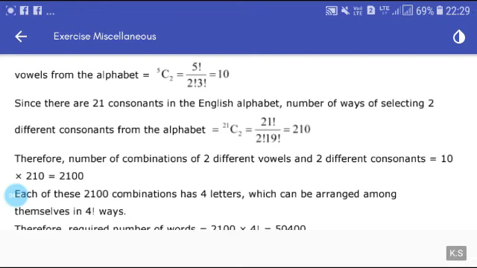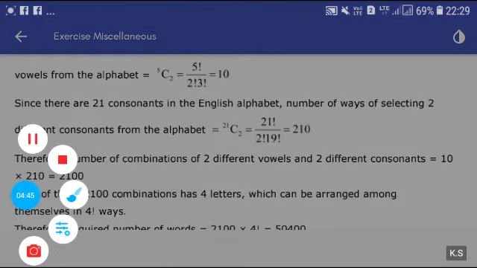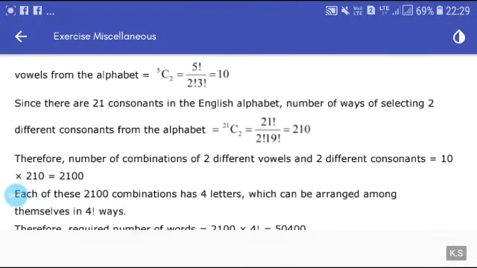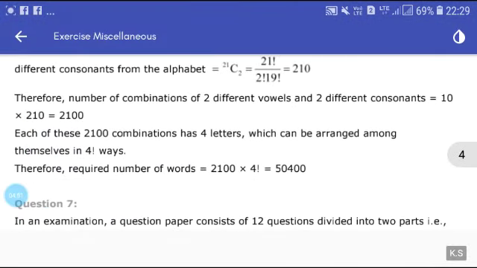Now the number of combinations of 2 different vowels and 2 different consonants is 10 into 210, which becomes 2100. Each of these 2100 combinations has 4 letters, which can be arranged among themselves in 4 factorial ways. So the required number is 2100 into 4 factorial, that is 4 into 3 into 2, multiplied with this. So this becomes 50400. The rest of the questions, please try by yourself.